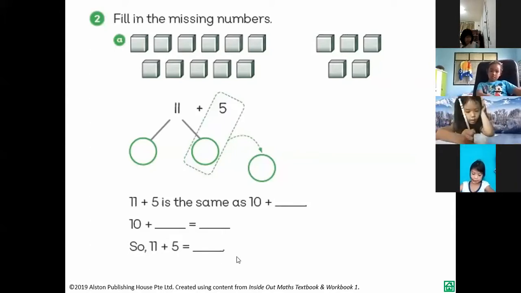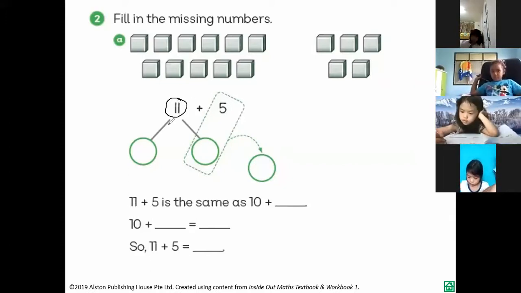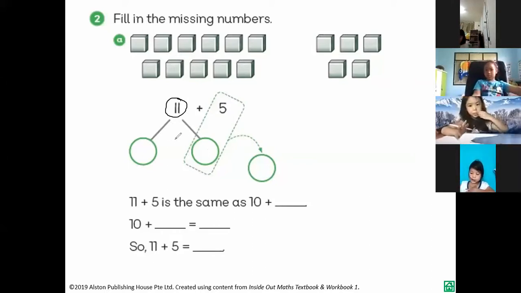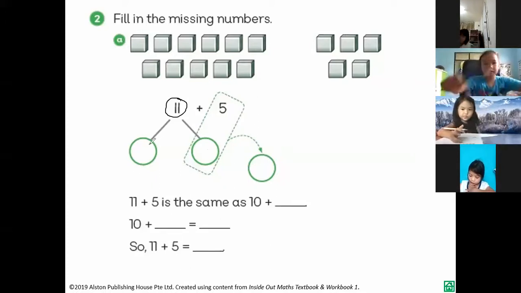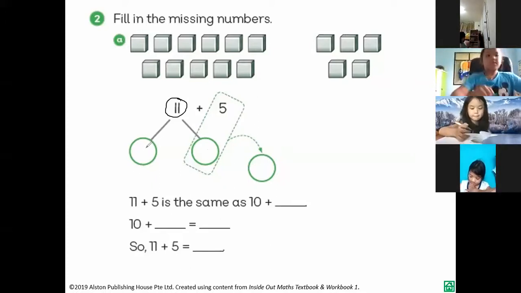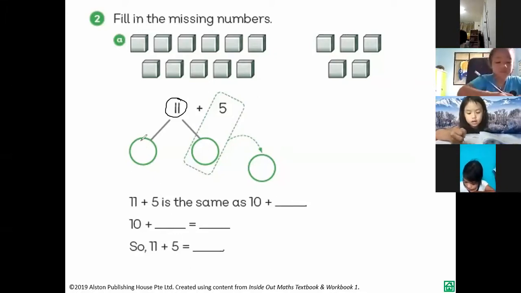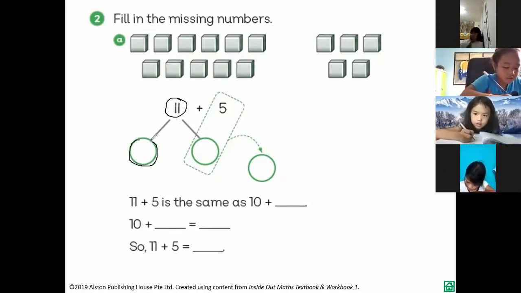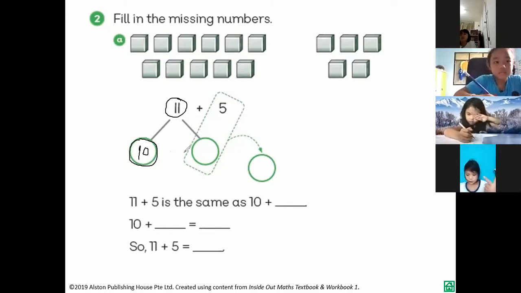Okay, let's try this one first. What are the numbers to make 11? This one, 6. What is the number here to make 11? 6. Here is 10. And what about here?